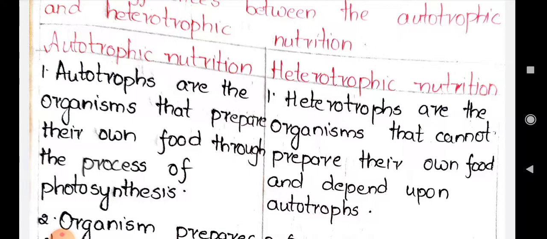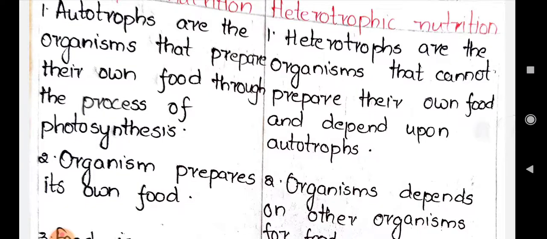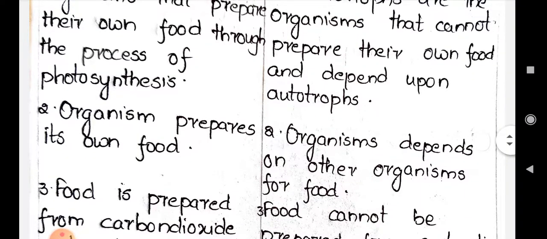How do they prepare the food materials by themselves? By the process of photosynthesis. Only those having chlorophyll can undergo autotrophic nutrition. Heterotrophs, as they do not have chlorophyll pigments, have to depend upon the autotrophs for their food. Next point: autotrophs prepare their own food. In the heterotrophic nutrition, the second point is that organisms depend upon other organisms. Herbivores are heterotrophs, omnivores are heterotrophs, carnivores are heterotrophs, and some microorganisms like bacteria, viruses and fungi all come under the heterotrophs only.